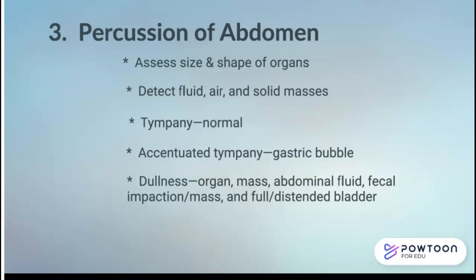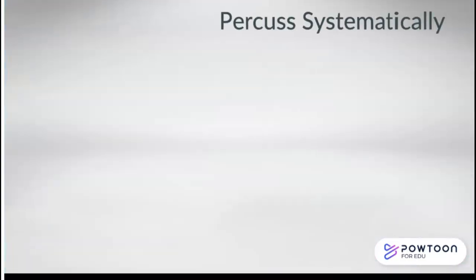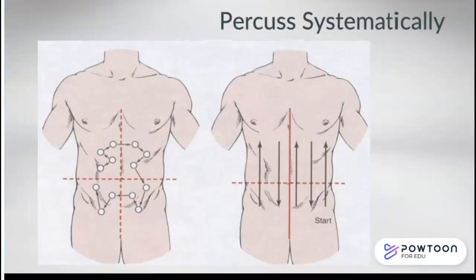Tympany is what normally you should hear throughout the abdomen. You may hear accentuated tympany at the gastric bubble. When percussing the abdomen, it's important to use a systematic method. These methods will cover all 4 quadrants of the abdomen and address all organs and the gastric bubble. Either one of these methods would be sufficient for your exam.